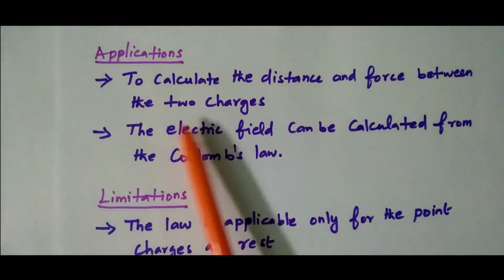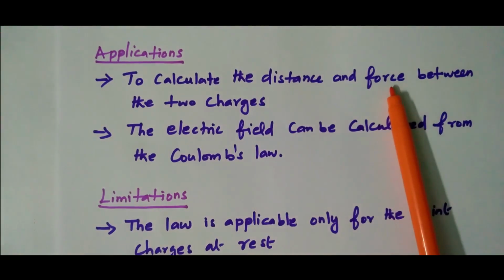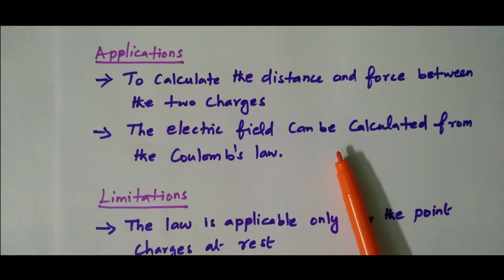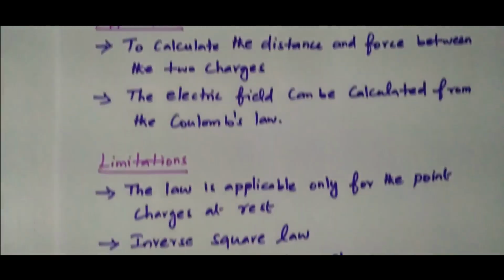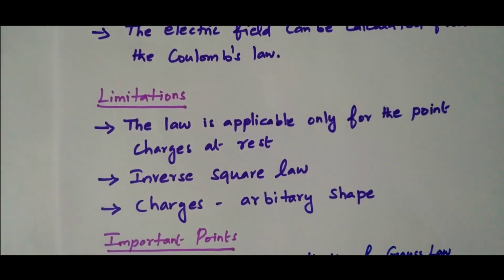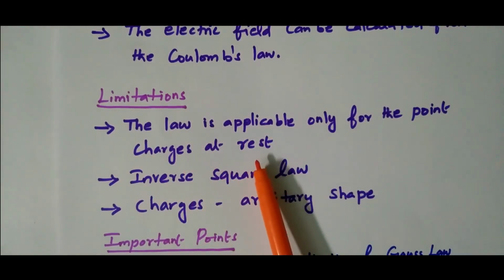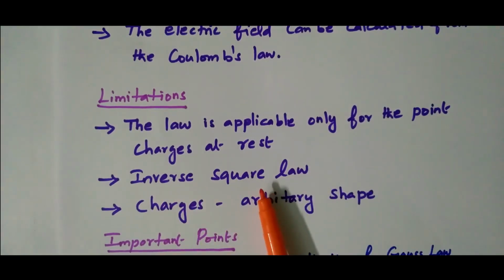Given the distance and force between the charges, we can easily calculate the electric field. That is the important thing. The electric field can be calculated from Coulomb's law. But what are the limitations? The law is applicable only for point charges at rest. It is applicable only for point charges. Then the inverse square law is applicable, we are using 1 divided by r12 square. Similarly, the charges may be of arbitrary shape, normally it is a sphere.